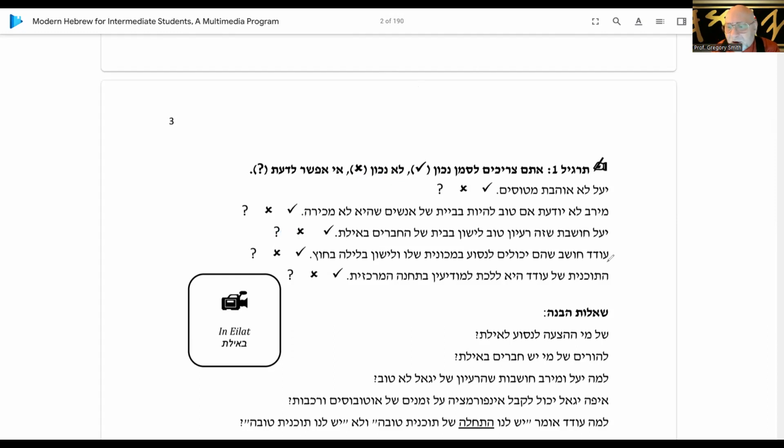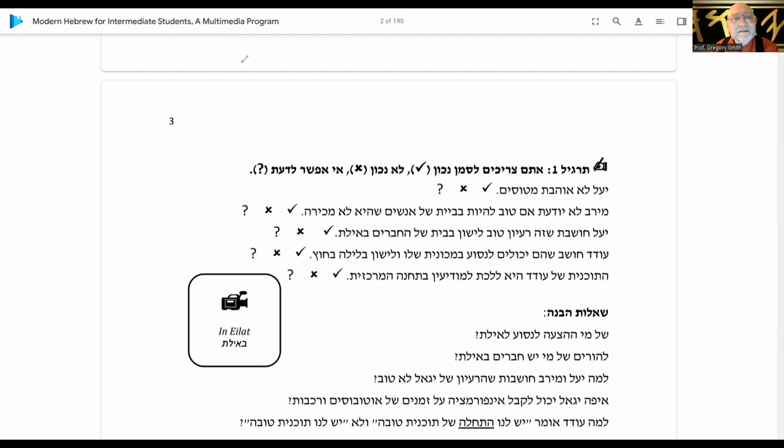All right, let's take a look at this one here. Odette Hoshev, see, Odette thinks shehem yokalim linsoa b'mekonit shelo, in his car, v'lishon ba'elat bahutz, and to sleep outside in Eilat. Remember that? That was Odette's grand idea. Instead of staying in a comfortable place like the friends' or the parents' house, his idea was, let's just take my car and we'll drive as far as we can. And then at nighttime, we'll sleep outside. We'll camp out, you know.